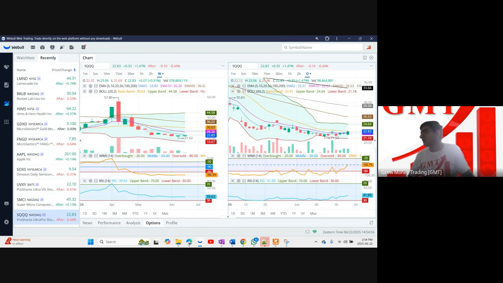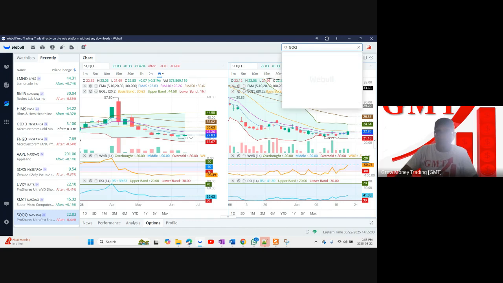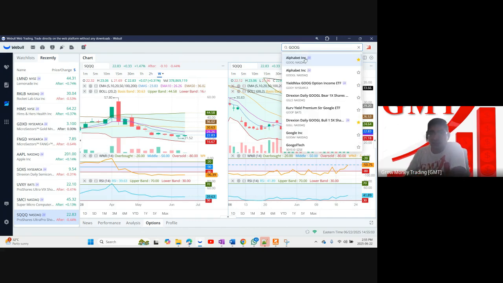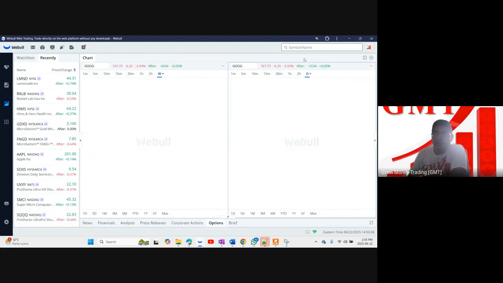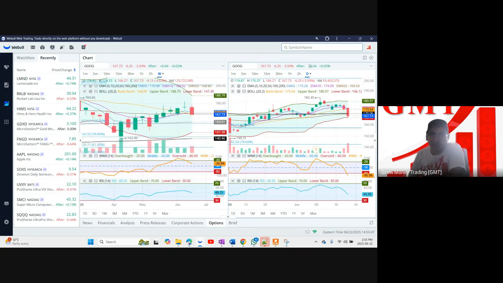Wilshire would like to know about Google. For Google, last week we had suggested to watch for the 169 level, which it touched in the last session. It has closed at 167.73. So it broke the 200 EMA support here in the last session, and it has closed close to the mid Bollinger Band.